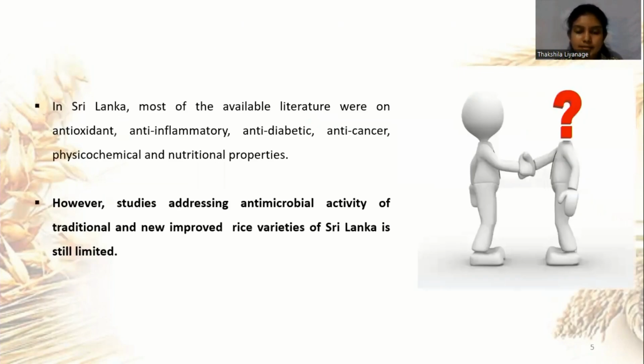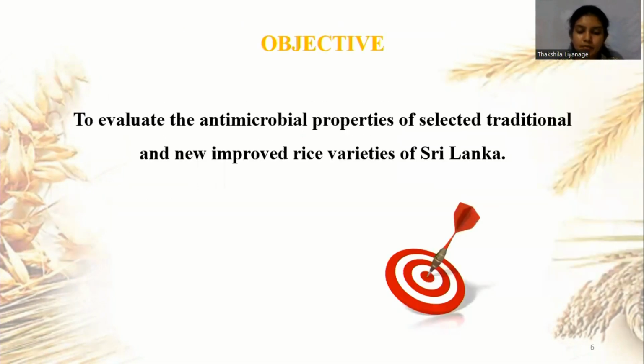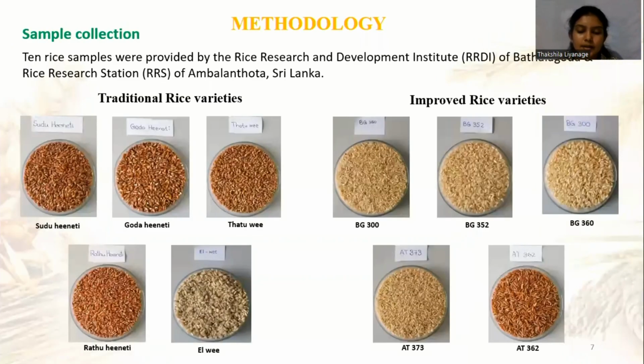The reason for conducting this research was that the antimicrobial activity of traditional and new improved rice varieties of Sri Lanka is still limited. Therefore, the objective of this present study is to evaluate the antimicrobial properties of selected traditional and new improved rice varieties of Sri Lanka. Next, we move to talk about the methodology.